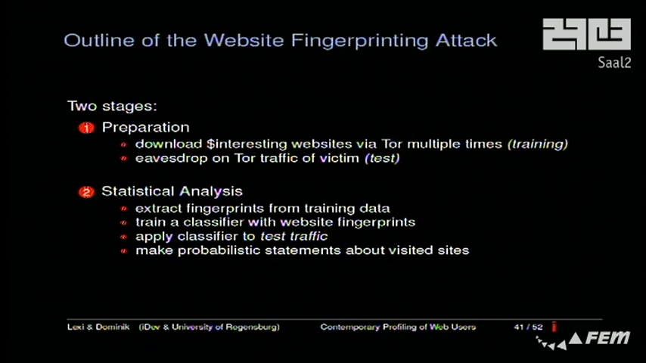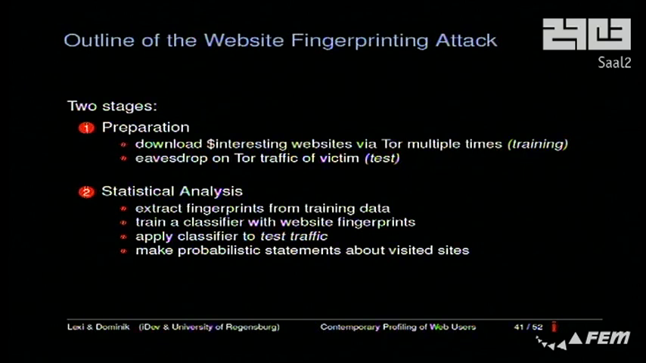There are two stages to a website fingerprinting attack. The first stage is preparation, where the attacker basically downloads all the sites he's interested in, meaning he wants to identify them at a later stage. He uses Tor himself, and he downloads them multiple times, like 20 times in the course of a week. That's what we're calling training data. And already now you can see that this is going in the same direction as the last part of me, we're going to classify stuff.